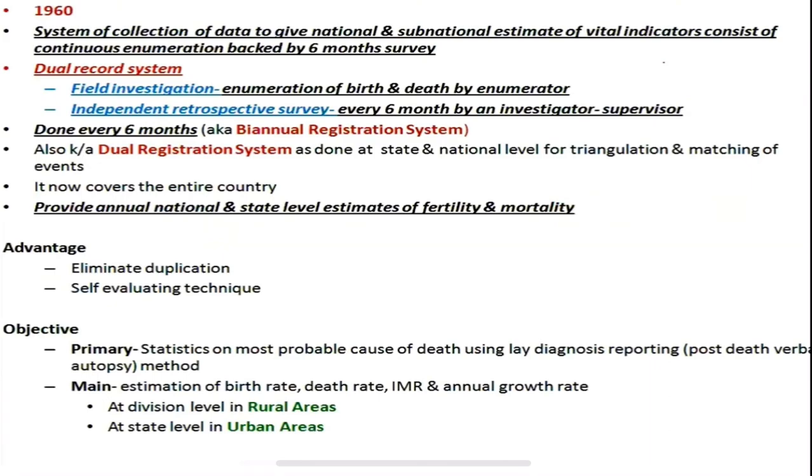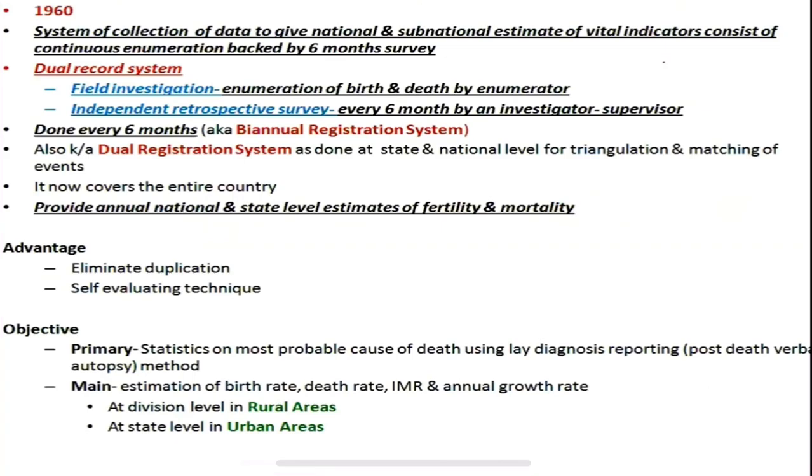What is a sample registration system? In sample registration, we are collecting the data at the national level and subnational level, which is nothing but the state level. What are we collecting? We are collecting the vital indicators, and it is enumerated by a 6-month survey, which is nothing but an independent retrospective survey. We do field investigations and we estimate the birth and death rate, followed by the independent retrospective survey, which is done by the supervisor. It is done every 6 months. It is also known as biannual registration system and dual registration system.